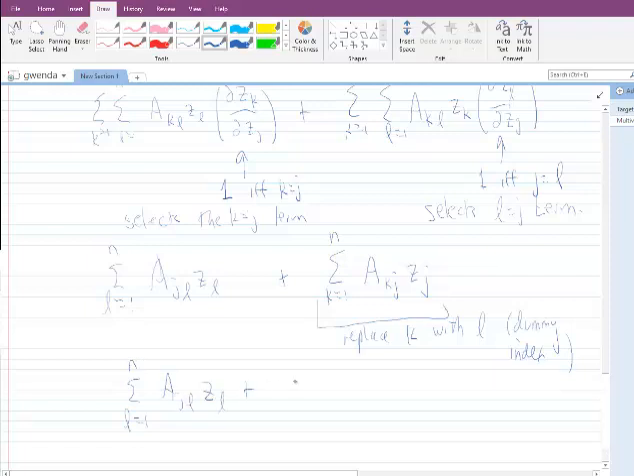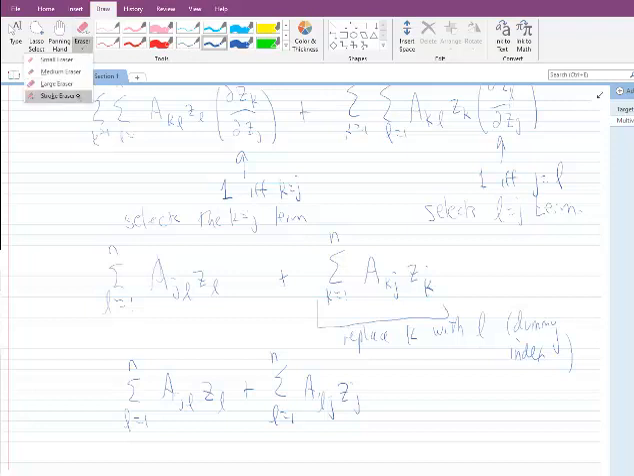So this becomes the sum, l equals 1 to n, a_jl, z_l, plus the sum, l equal 1 to n, a_lj, z_j. Yeah, this should be a z_k here. Sorry, my bad. So if it's a z_k here, it becomes a z_l here. And then you just combine them.